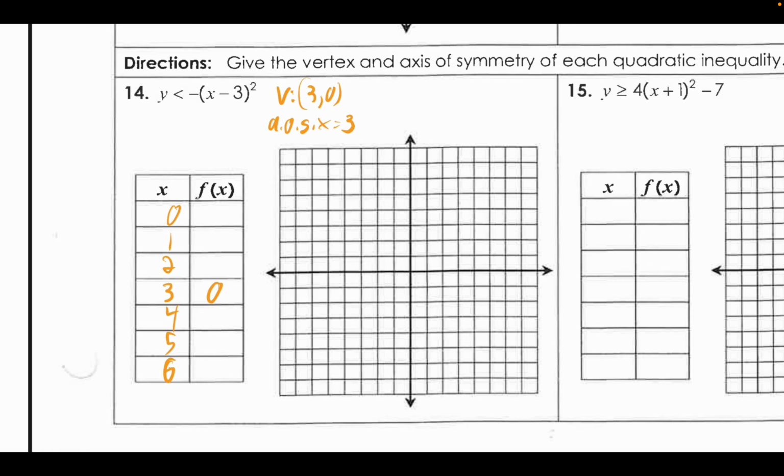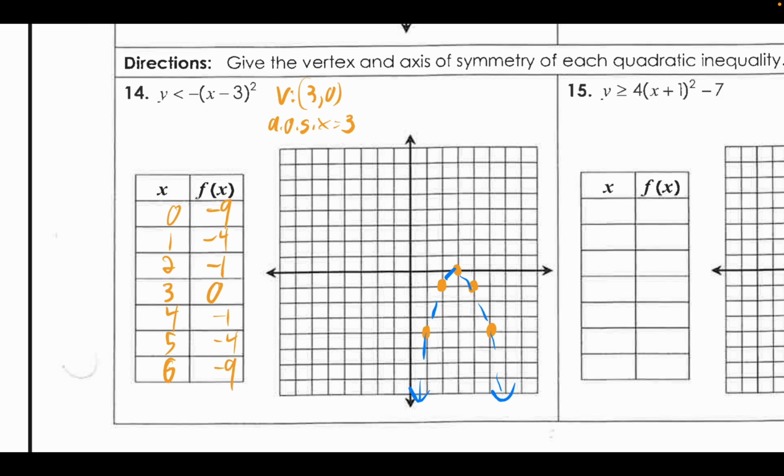And as I plug in these different x values, I get the y values out that I am writing currently. So I'm going to plot these points, noting that -9 goes off the graph for the y value, and that's okay. Now, as I connect these, I can't use a solid line because this is not "or equal to," it's only less than. So I use a dashed line instead.